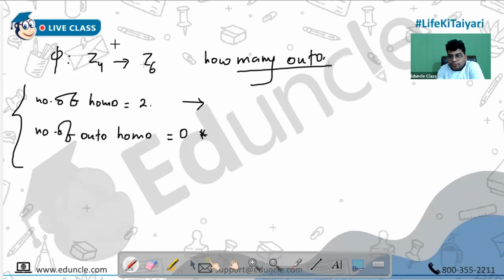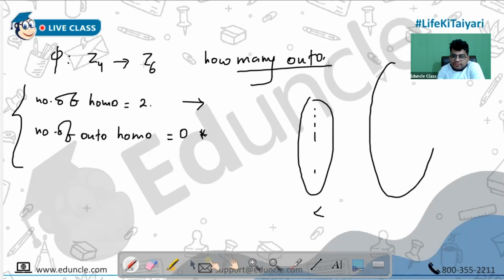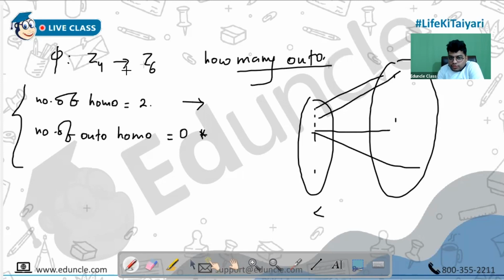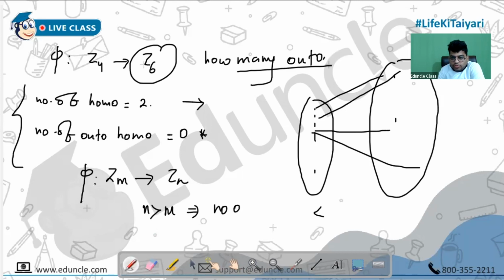Why is it right? Because one element cannot map to more than one, no? Basically, if the left hand side has fewer elements and the right hand side has more, then two elements can map to a single one, but one element mapping to two is not possible. Yes or no? Here you can say for Zm to Zn, if n is greater than m, there is no onto. Am I clear?